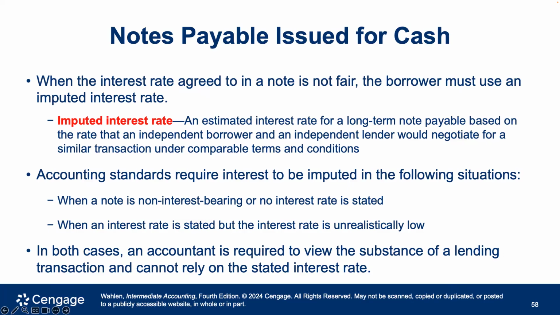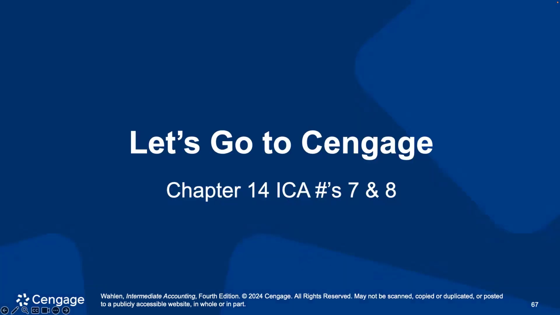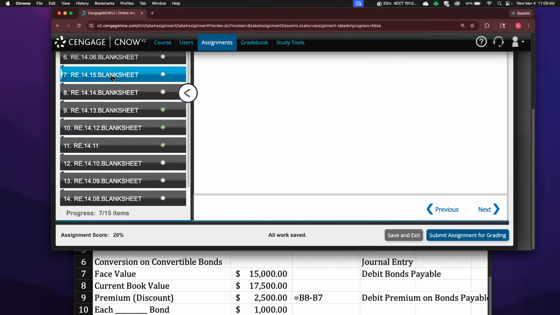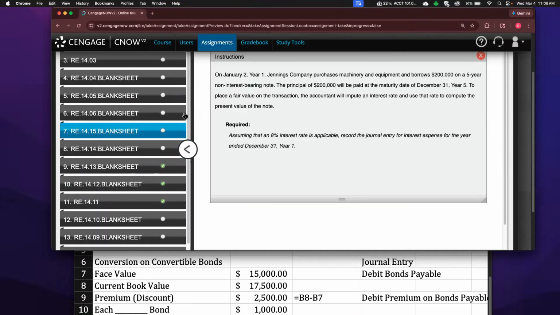We impute interest in two situations: when the note has no stated interest rate, or when the stated interest rate is unrealistically low. In both cases, we're not going to rely on the number written in the contract. We're going to reflect the economic substance of the transaction. So let's look at a couple of these. These are our last two, 7 and 8. And I'll walk you through how to do them.